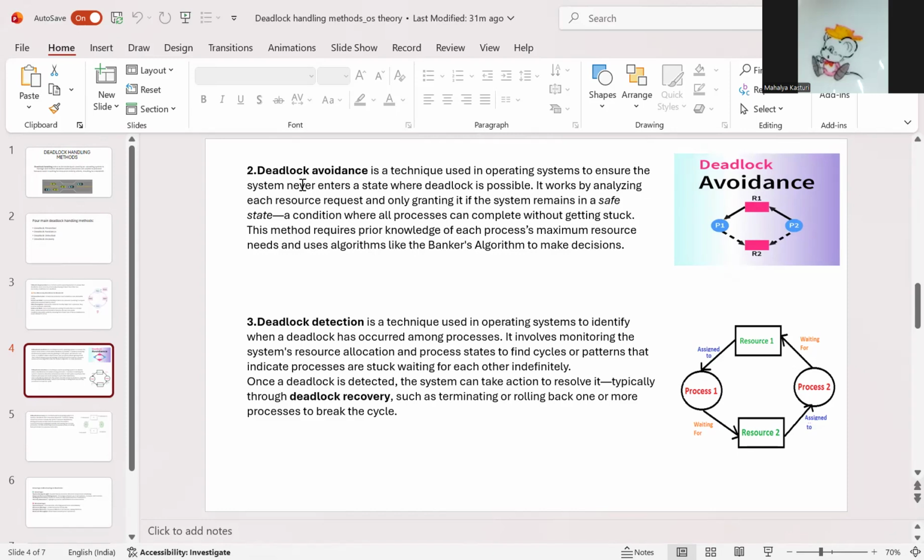Usually, this method allows deadlocks to happen, but keeps monitoring the system to detect them when they occur. Coming to the real-life example, assume it's a factory. If two machines get stuck waiting for each other's parts, the supervisor notices, stops the work, and intervenes. In computers, the OS checks for circular waiting patterns among processes.